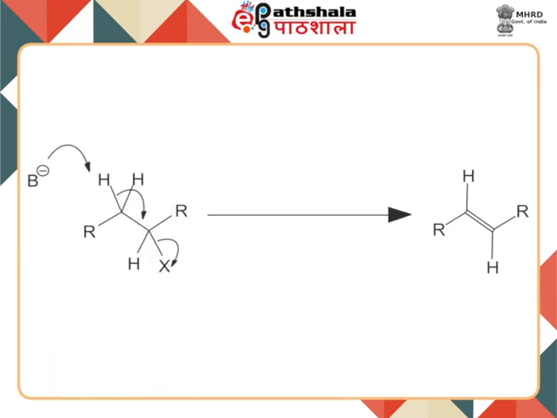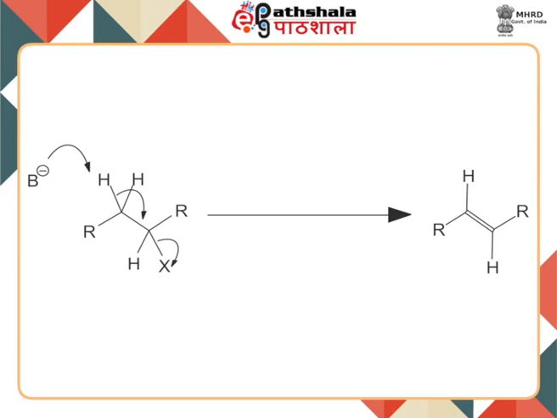Considering the example of E2 elimination of an alkyl halide, let us consider this particular general reaction as shown here. The reaction occurs here in a single step in which both the groups, that is the proton and the leaving group, are eliminated simultaneously. The base abstracts a proton from the beta carbon and the leaving group departs at the same time from the alpha carbon.